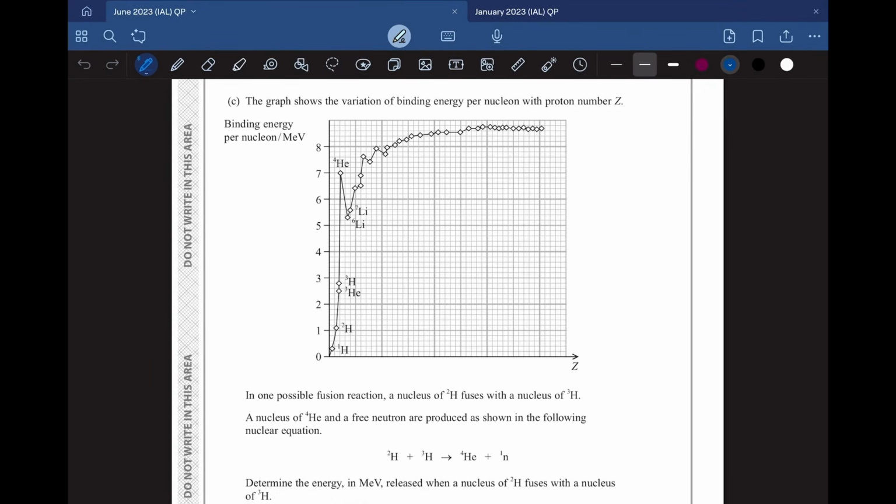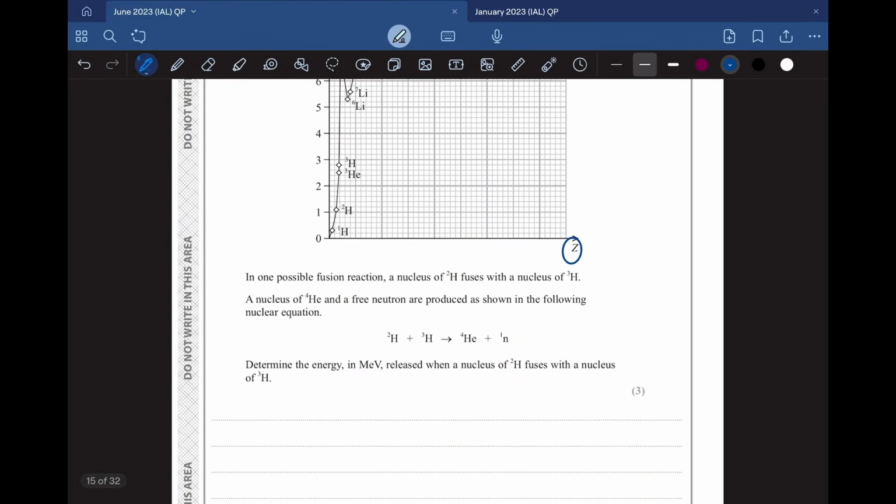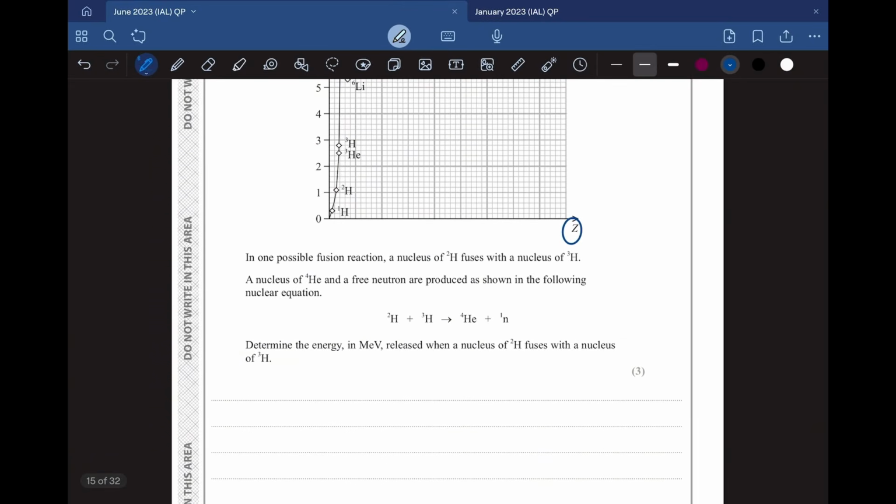Alright, so now this question says the graph shows the variation of binding energy per nucleon with proton number Z. This is the binding energy per nucleon on the y-axis, and this is the Z. In one possible fusion reaction, a nucleus of 2H fuses with a nucleus of 3H. A nucleus of 4He and a free neutron are produced, as shown in the following nuclear equation. Determine the energy in megaelectron volt released when a nucleus of 2H fuses with a 3H.